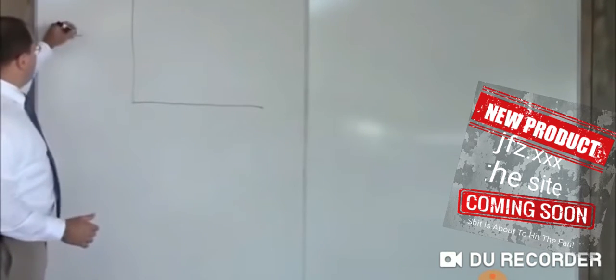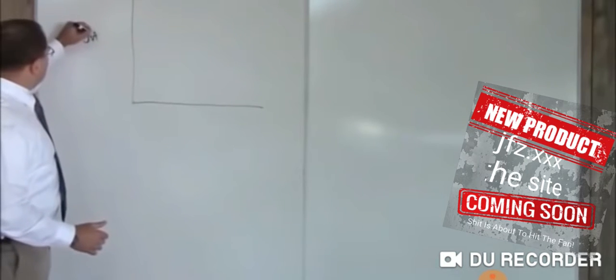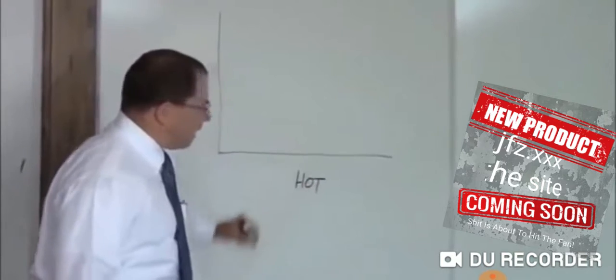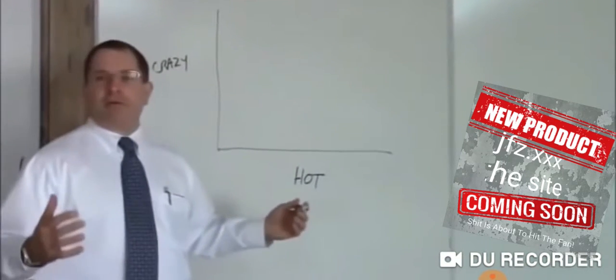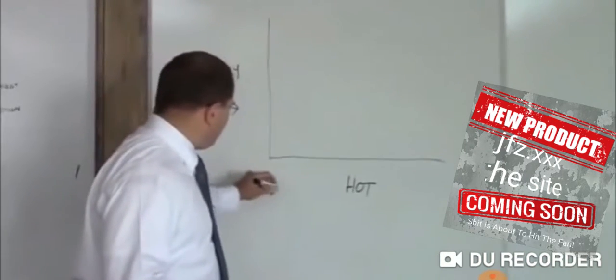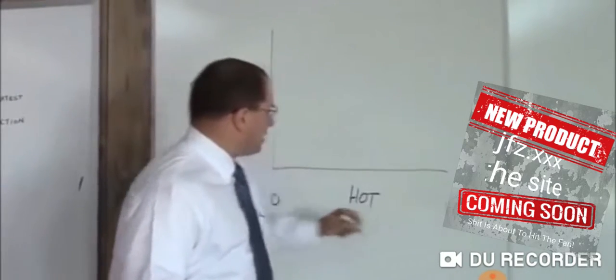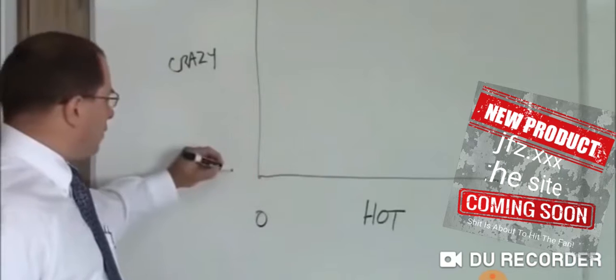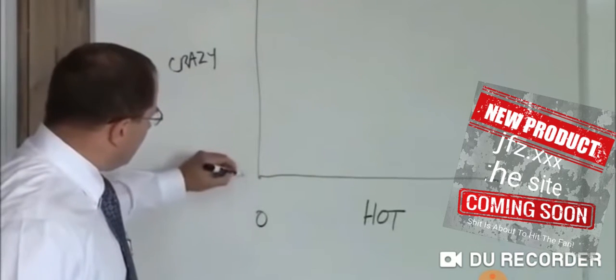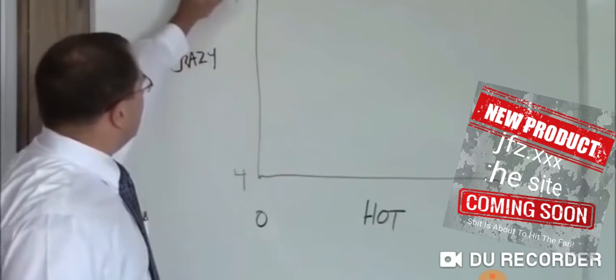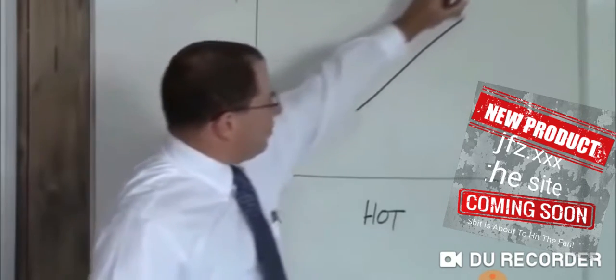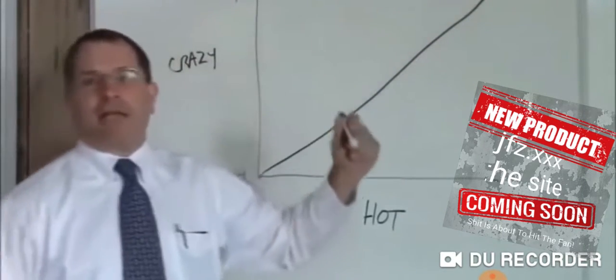You have your crazy axis and your hot axis. Hot is, as usual, measured from 0 to 10. We're all familiar with that. Crazy is measured from 4 to 10 because, of course, there's no such thing as a woman who's not at least a 4 crazy. So you got 4 to 10. This is your hot, crazy line right here.